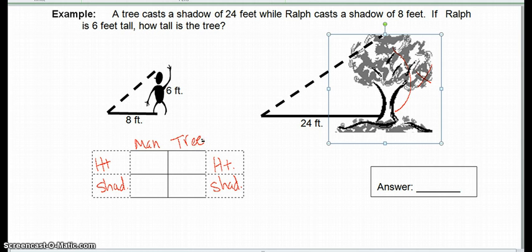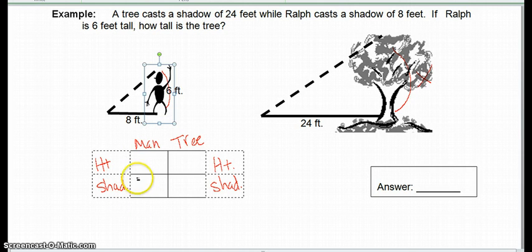I know it seems like a lot to label, but at the same time, it will keep you from making mistakes. So we look at the height of the man, which is the 6 feet. And then we look at the shadow, and his shadow is 8 feet. So 6 over 8 is equal to what over what? So the height of the tree is x, and then the shadow of the tree is this part right here, would be 24.